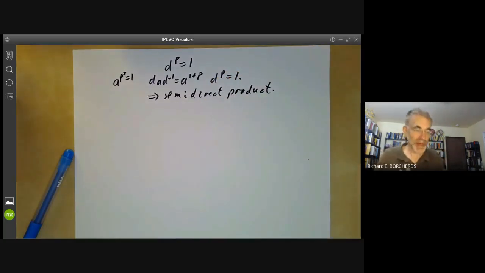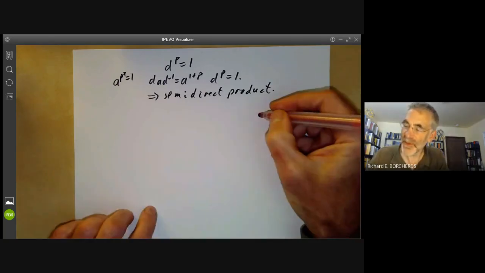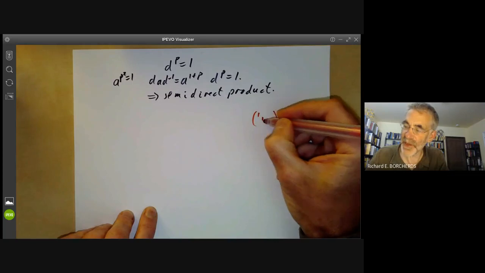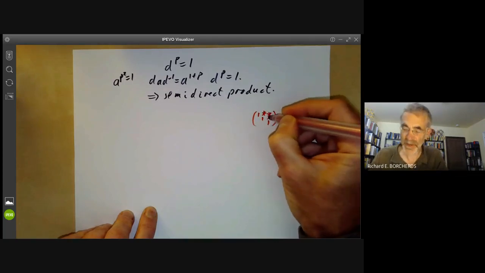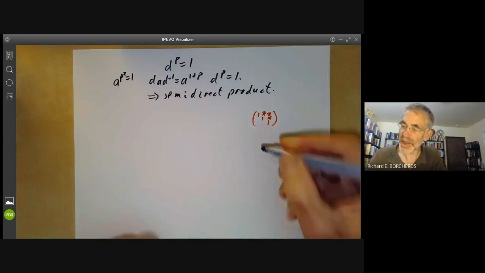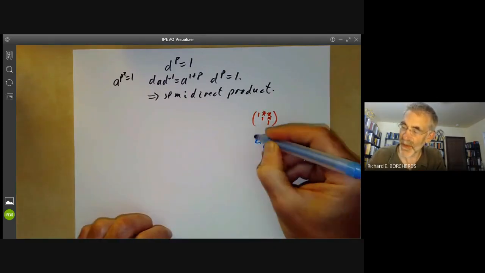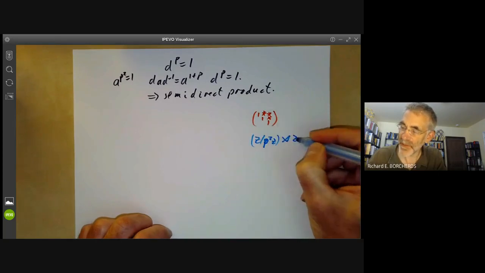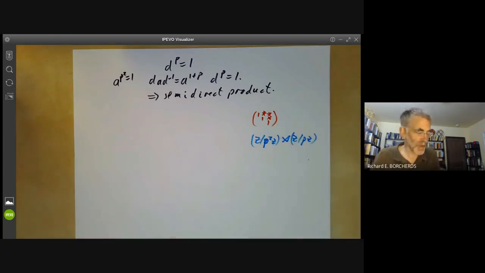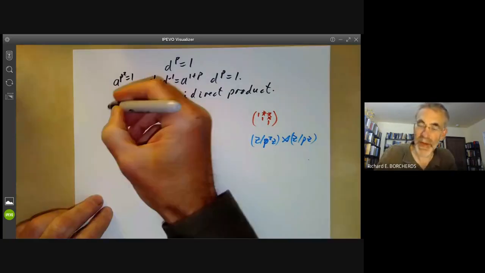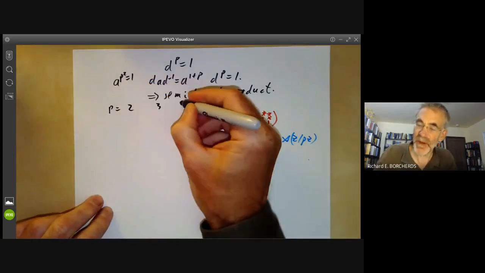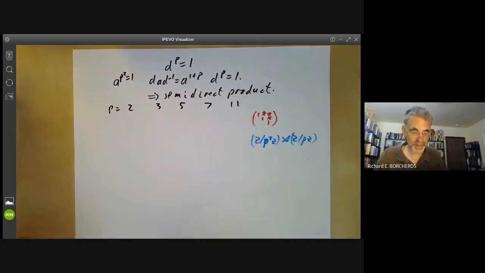So we really only get two non-abelian groups of order P cubed. And we can sort of picture them as follows. So we have two obvious ways of constructing a group of order P cubed. We can take these matrices. And the second way is to take a semi-direct product, P squared Z, semi-direct product Z over PZ. And we can look at these for P equals 2, 3, 5, 7, 11, and so on.